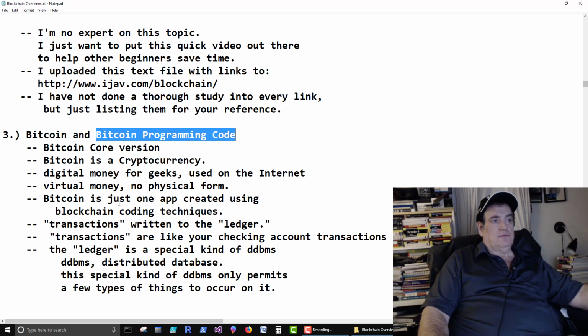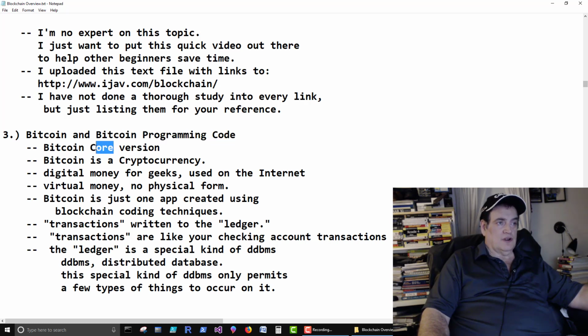Okay, so when it comes to Bitcoin from a programmer's point of view, you can actually download the code, and the code is called Core, Bitcoin Core, and there's an actual version number. I got the exact version down below. I think this is April 2018. I think they're at version 16. We'll talk more about that later.